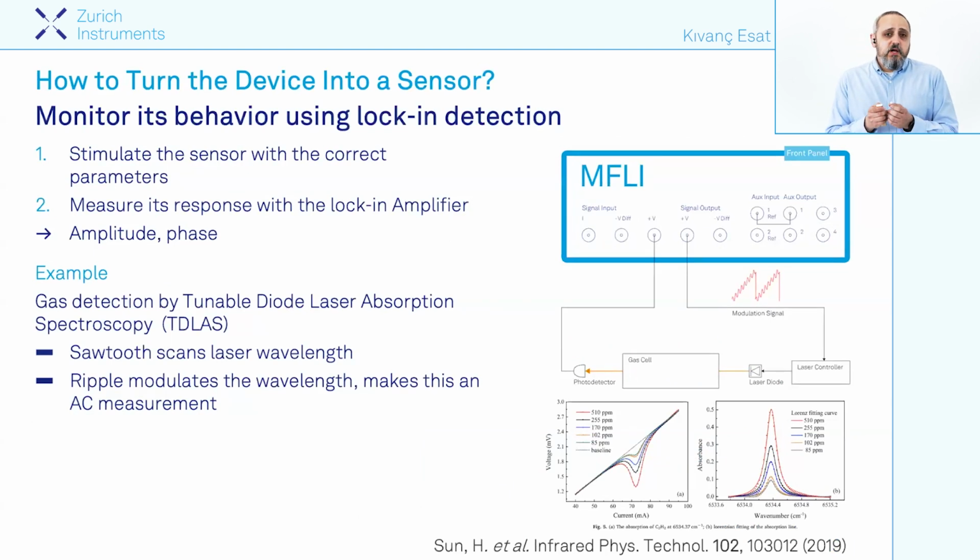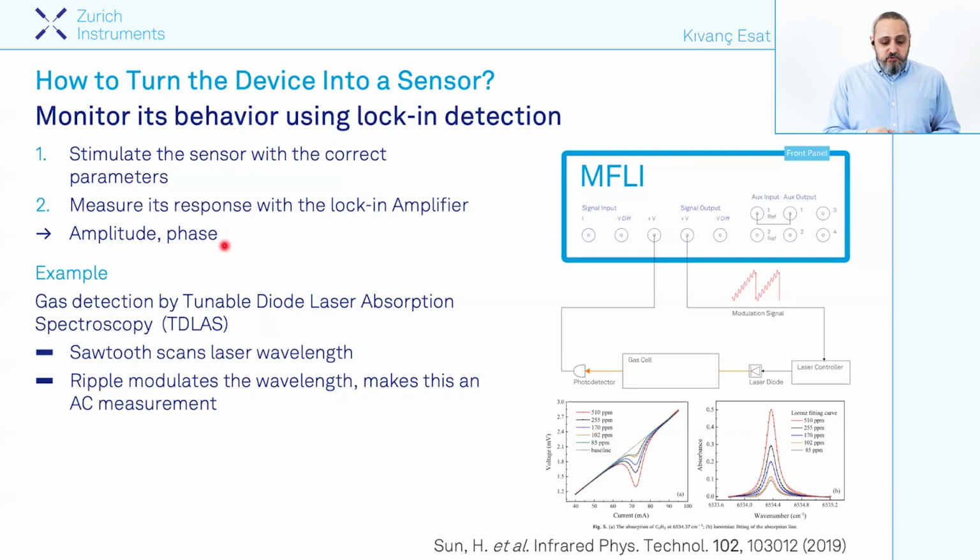With this, let's look at an example case of how we can turn these measurements into a sensor. The first step we looked at was stimulating the sensor with the correct parameters. The second is measuring its response with the lock-in amplifier. And the measurement parameters are typically amplitude and phase, right? Here we look at an example for a gas detector. We have a gas cell that we send laser light through, and we look at the intensity of the light coming out from the cell.